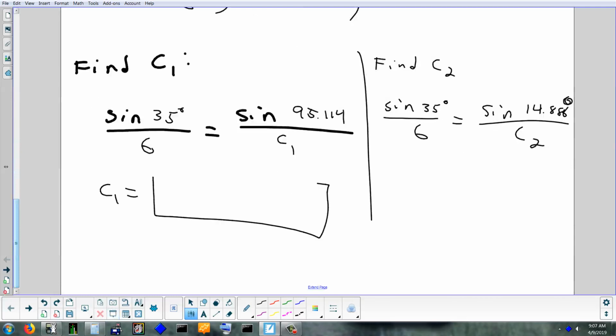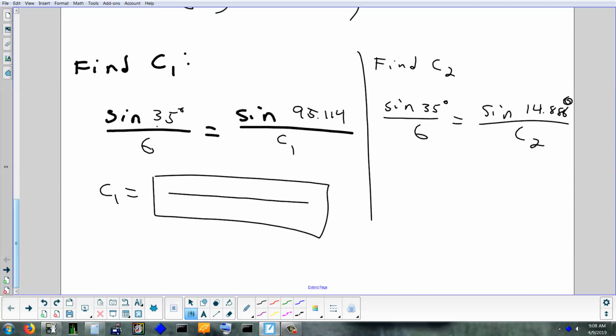So C1 equals, how about Ben, can you tell me what C1 would come out to? Not as a decimal, just tell me what times what divided by what. I have no idea. All right, what do you have to do to solve this? I need a calculator, I guess. No, I just want to know what you have to do. If you had this proportion, how do you solve a proportion? You cross multiply, right? So what would you do? How do you cross multiply?